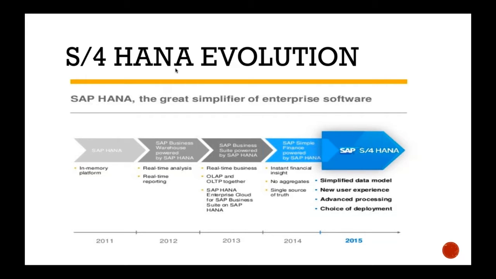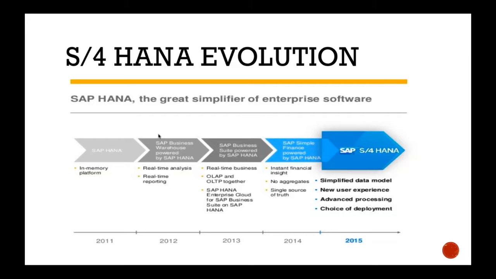Even in 2012 and 2013, there were a lot of customers implementing SAP. During that time, SAP gave them the option: if you are implementing SAP, you have a choice whether you want to go for HANA or continue using the traditional databases. But you can see in 2012, SAP came up with the first product on the SAP HANA database, that is SAP BW. Then in 2013, SAP came up with SAP Business Suite powered by SAP HANA. This is nothing but the SAP ECC system on a HANA database.